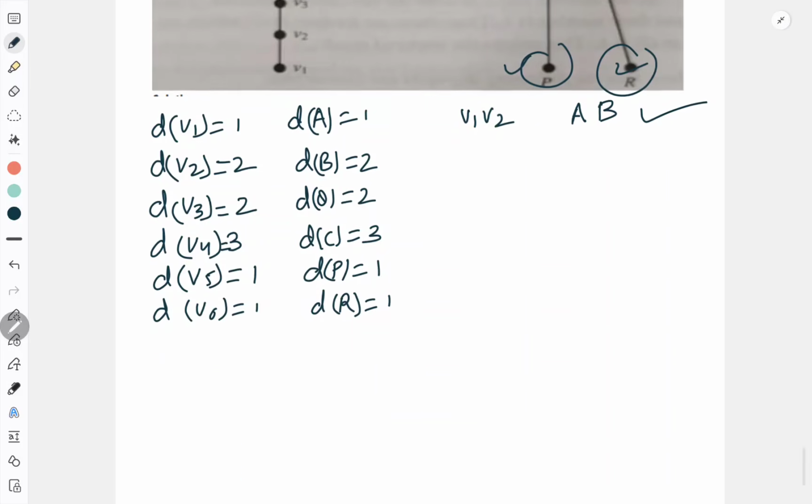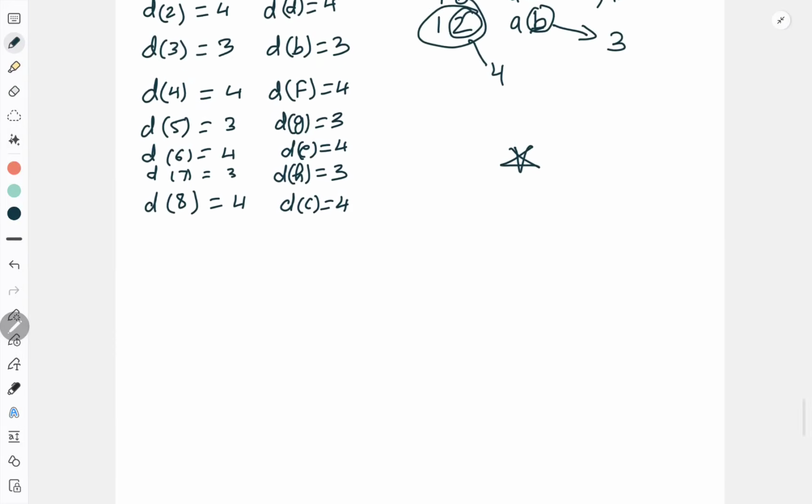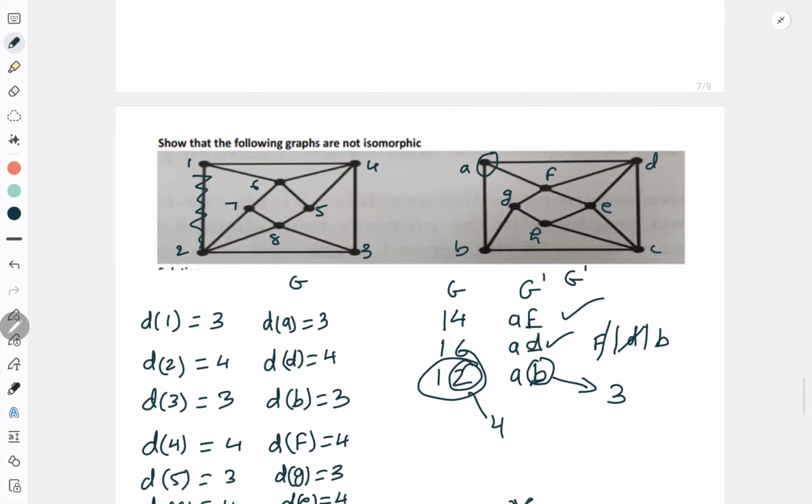So this question and the previous question are both very good questions to understand the concept of isomorphism. I hope you understood this concept. Practice this because it is a very important concept, and always in the exam you will find one question on isomorphism.